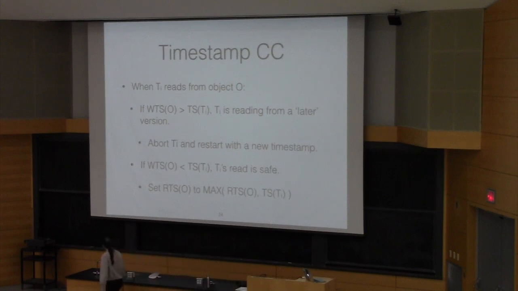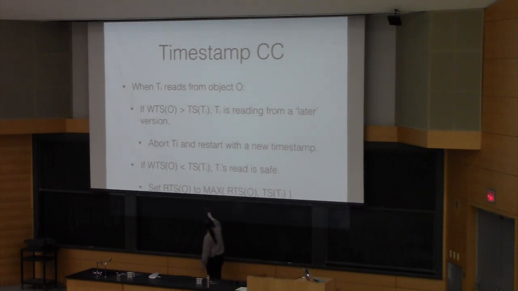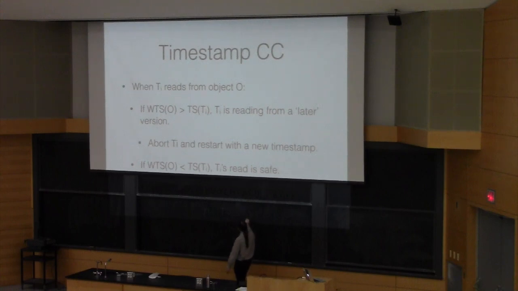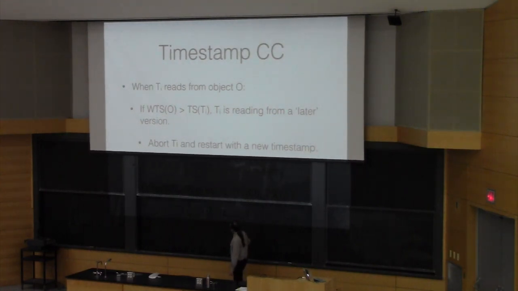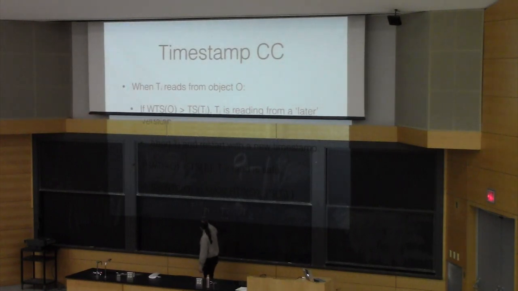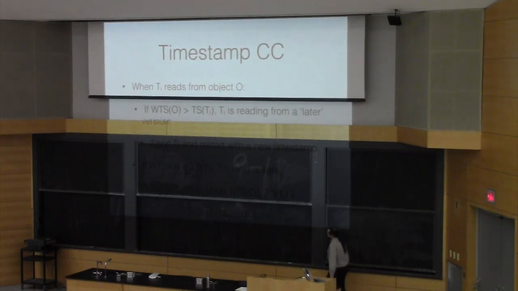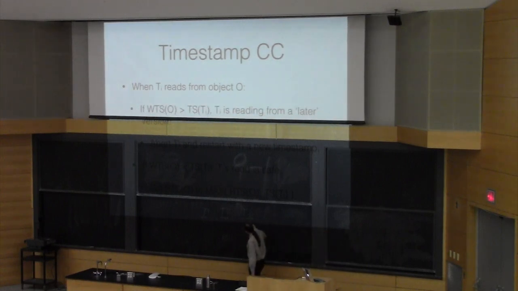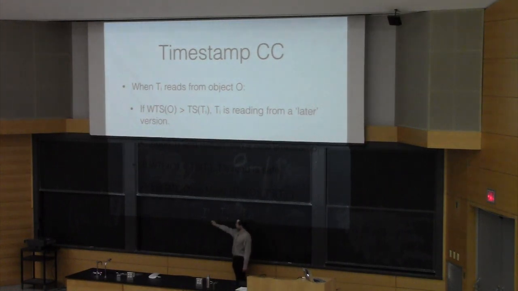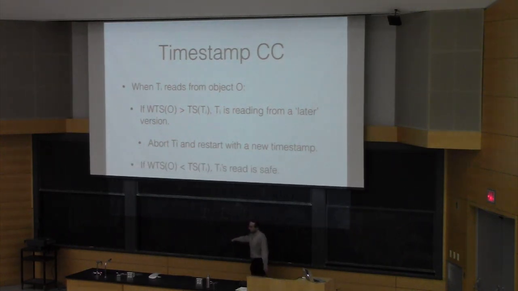So, give a quick example here. Let's say you have three transactions: T1, T2, and T3. T2 eventually does a read for some object. T1 writes to the object, T2 does a bunch of stuff, T3 writes to the object, and then T2 reads from the object.